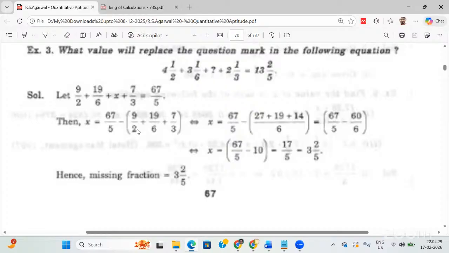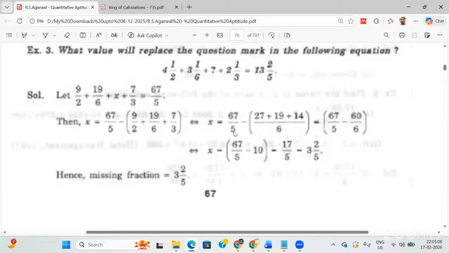Then it is 7 by 3. Therefore 6 divided by 3 equals 2. You multiply 7 by 2, which is 14. Therefore 27 plus 19 plus 14. 27 plus 19: if I consider 19 as 20, then 20 plus 13 is 33. 33 plus 27 is very easy, 60. 60 divided by 6.